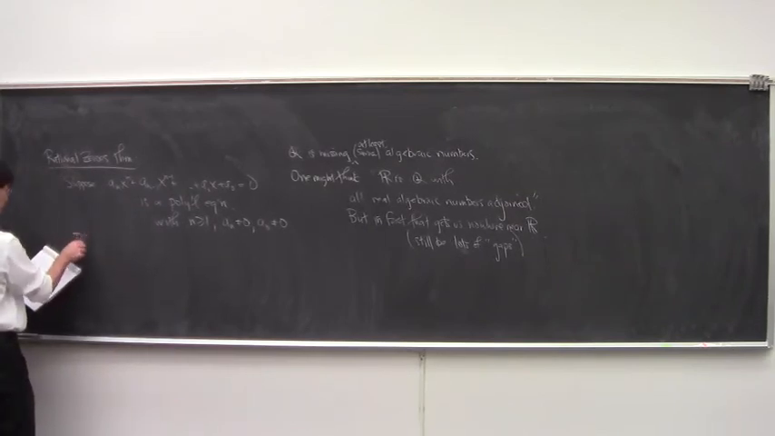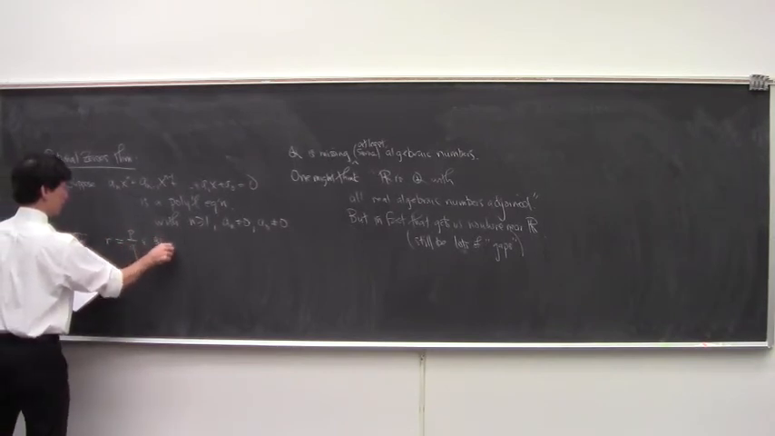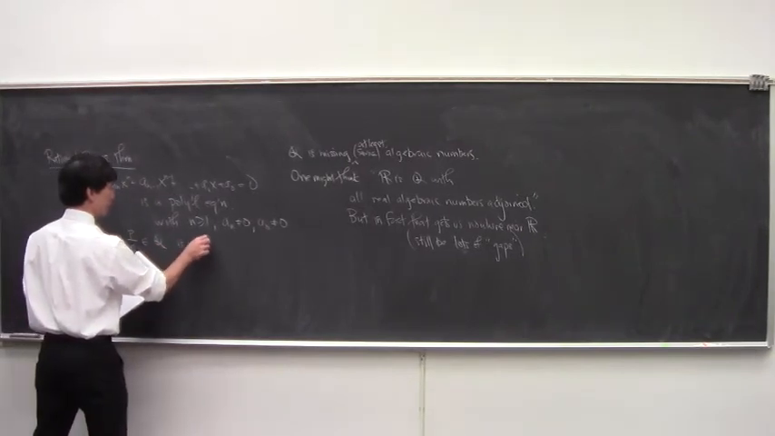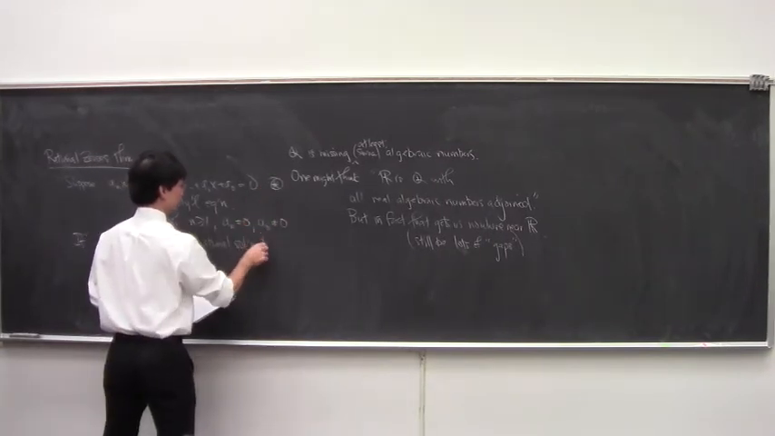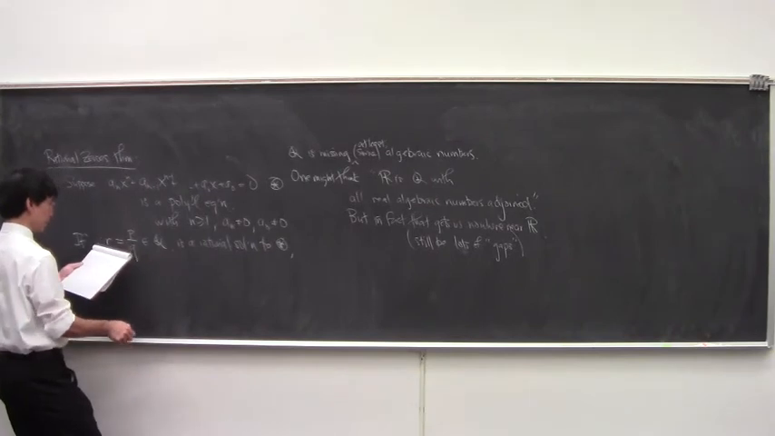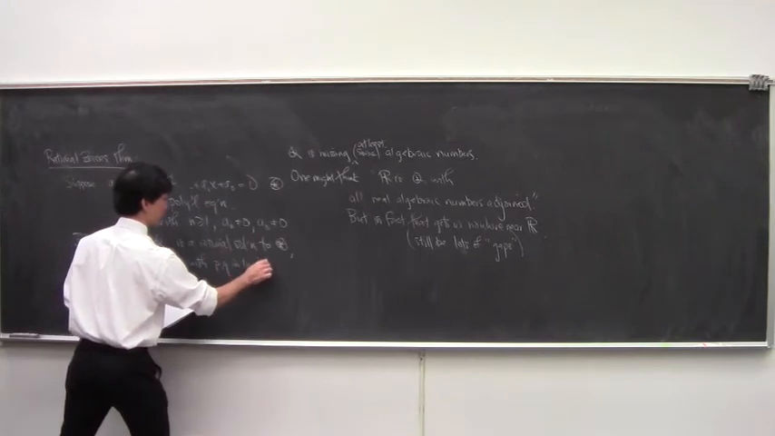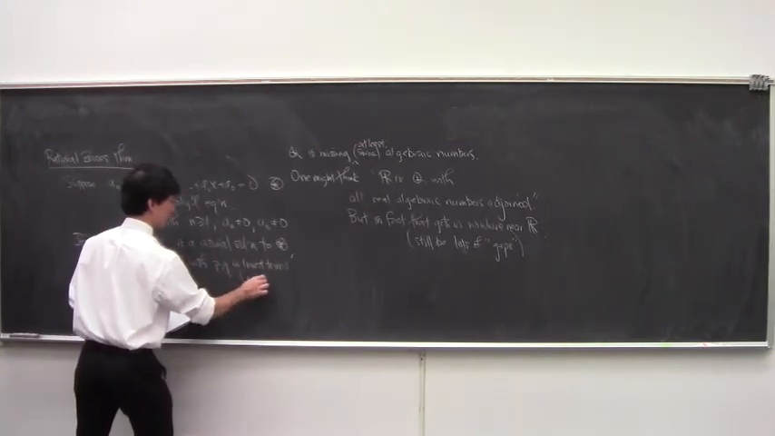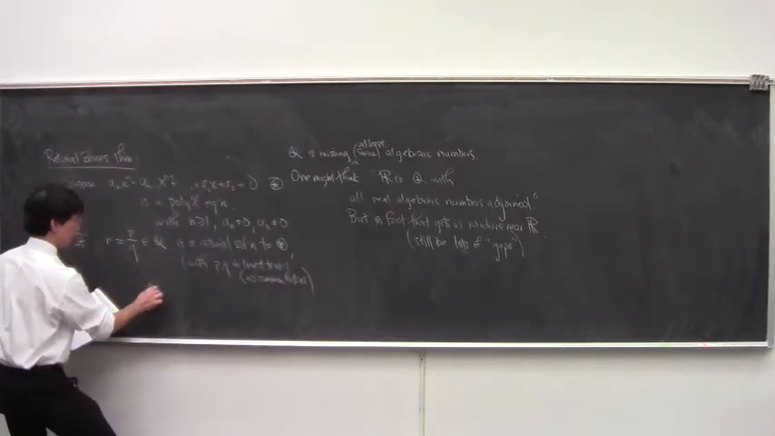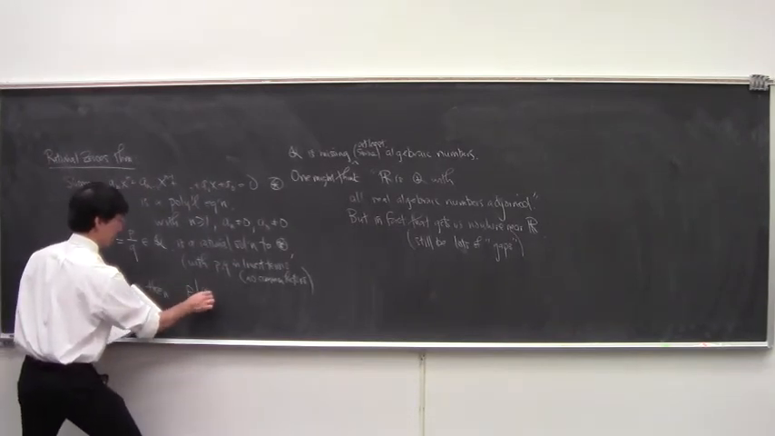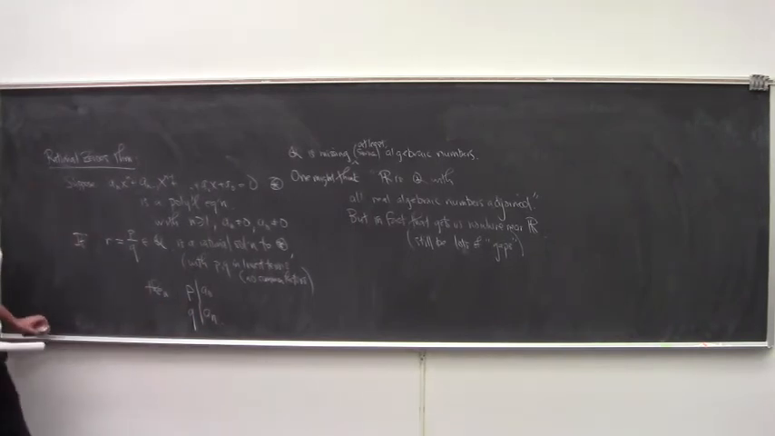Here's the statement. If r = p/q is a rational solution to star, with p and q in lowest terms, no common factors, then it must be that p divides a_0 and q divides a_n. So this is the rational zeros theorem.